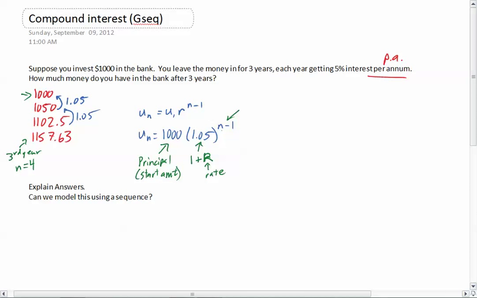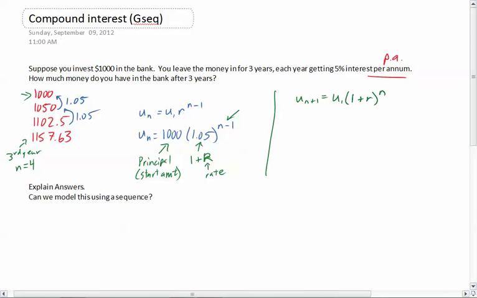Now, in the real world, you will often see this written in a different way. It'll be written u_(n+1), and they'll add 1 to this n and add 1 to that n, making it u1 r to the n. Now, the reason why you'll see, actually, no, it won't even be written that way. I'm totally just kidding. It'll be u1 (1 plus r) to the n.